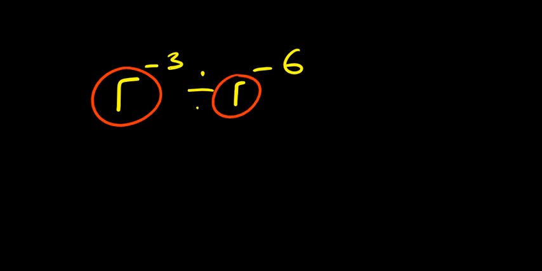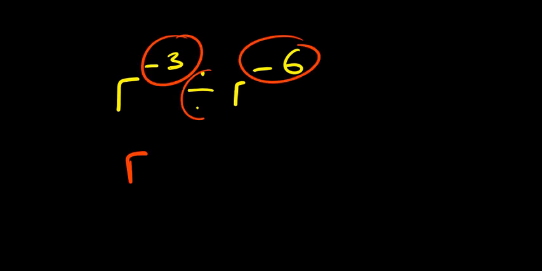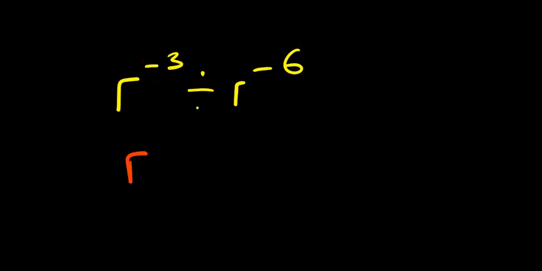Okay, let's say I've got r to the power negative 3 divided by r to the power negative 6. So what am I going to have? So the base is the same. I've got r, so I'm going to say r because the base is the same. Then what am I going to do to the powers? Because I'm dividing, every time I'm dividing, I'm subtracting the powers.